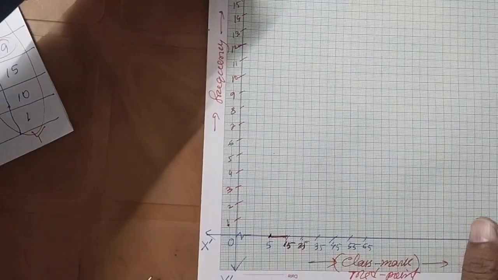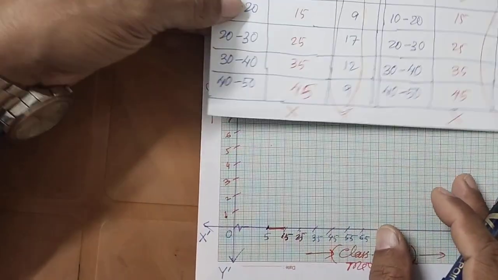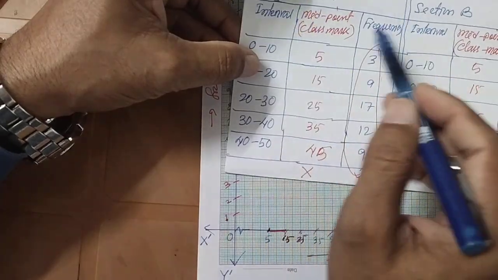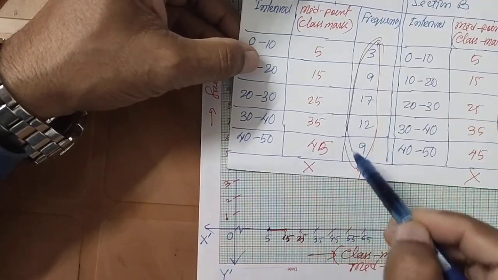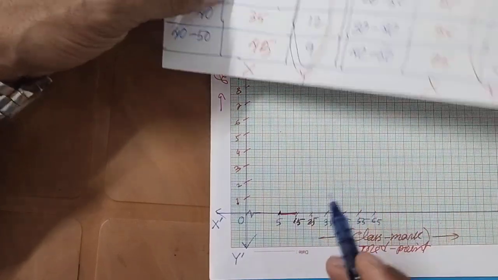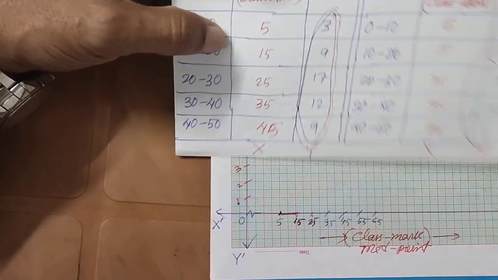Now we will draw two different graphs, one for section A, another for section B. You see frequency here. For making it clear, this data is for section A, this is for B. For section A, I will draw with blue ink, and for section B, I will draw with red ink, so it will be clearly visible.